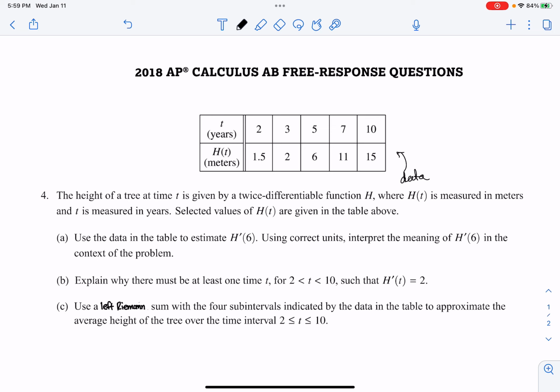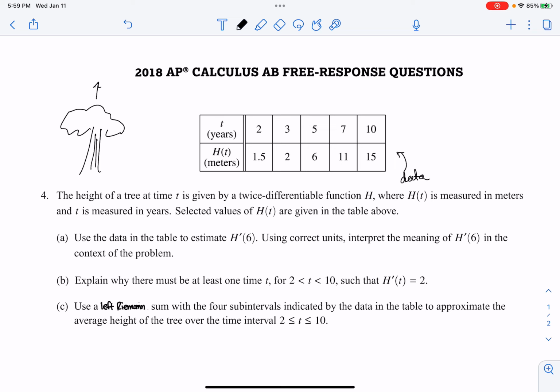All we know is that there's some tree that's just growing. And you can see that if you look at these numbers, of course, they're increasing. That's the output of the function. It's getting bigger, right? Because the height of the tree is getting taller. Okay, so that's my situation.